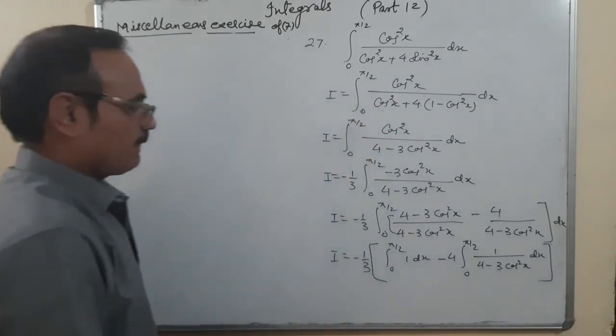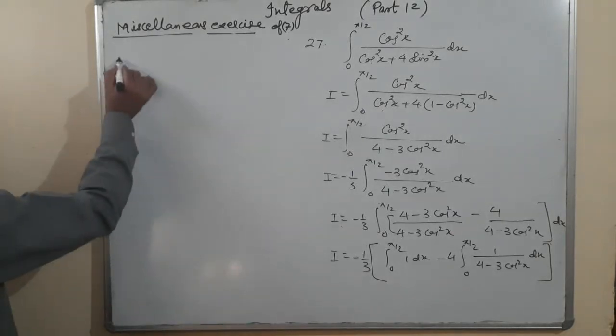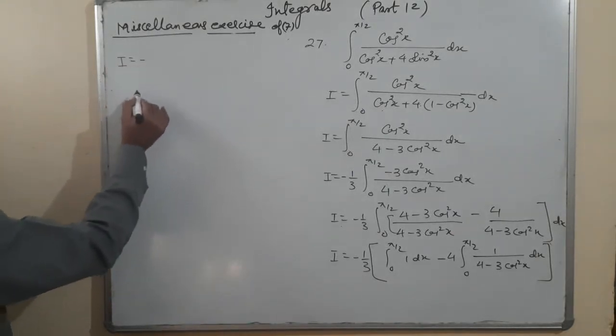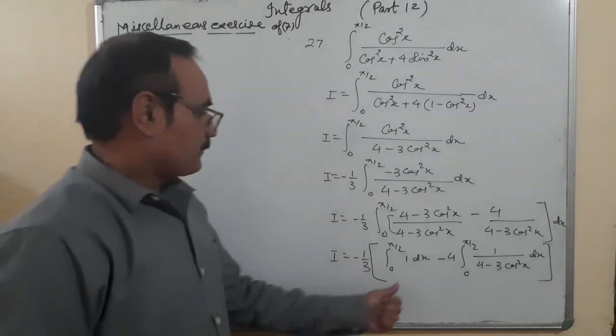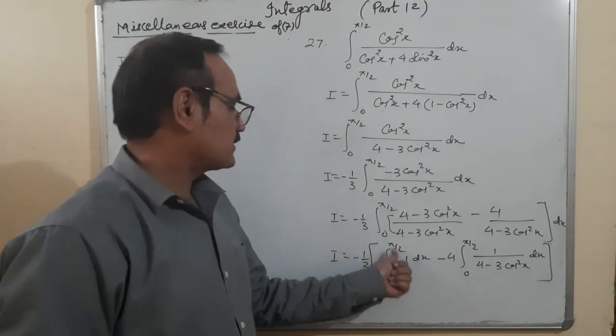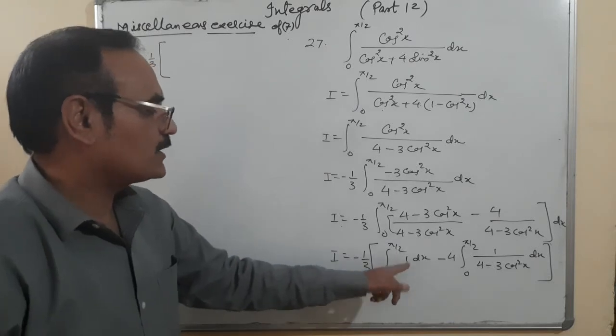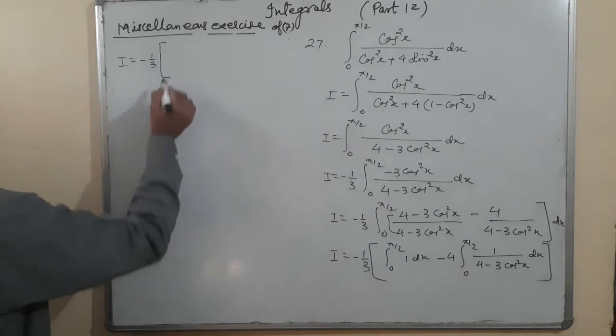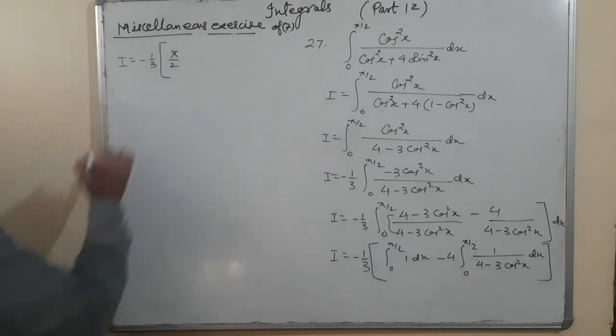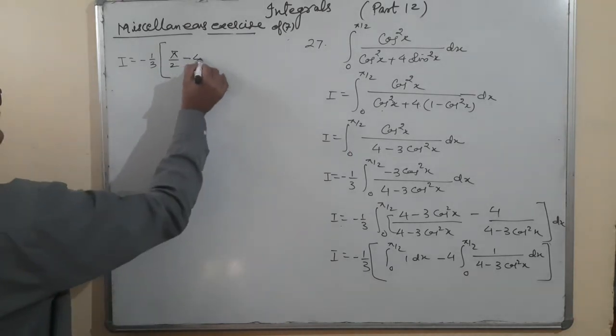After that, I is equal to minus 1 by 3. Its integration is x. So the limit will be put: pi by 2 minus 0. Directly I am writing here pi by 2, because pi by 2 minus 0 is pi by 2. Pi by 2. Minus 4.